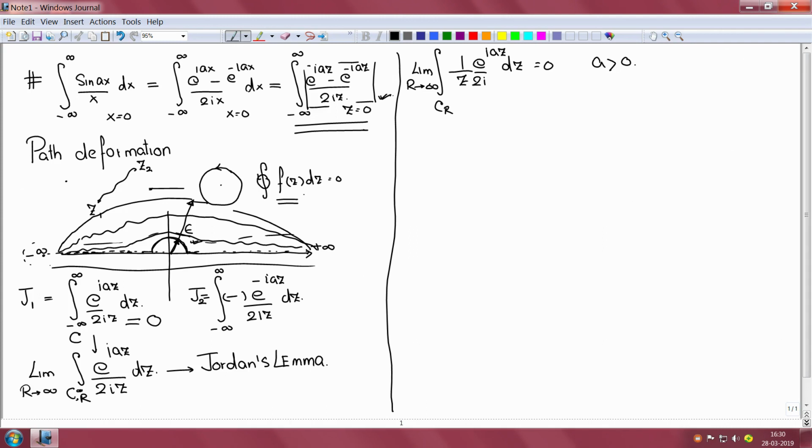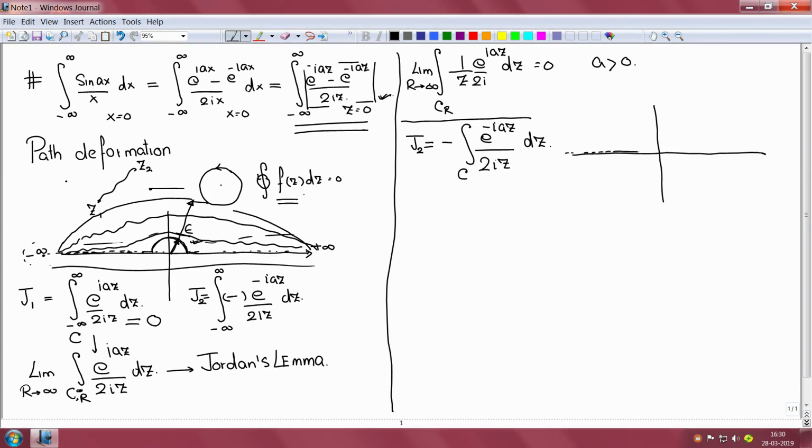Okay. Now the other part J2. J2 has a negative sign in it, so let us keep it minus. I again consider this arc C, e to the power of minus i a z by twice i z dz, and I start with the same path I considered, which is coming from minus infinity, taking a detour of epsilon radius and moving forward to infinity, okay.